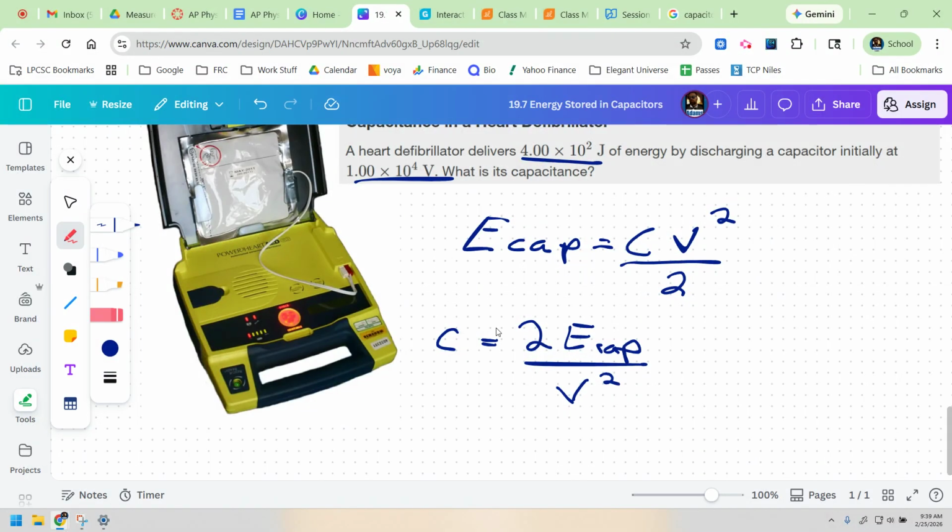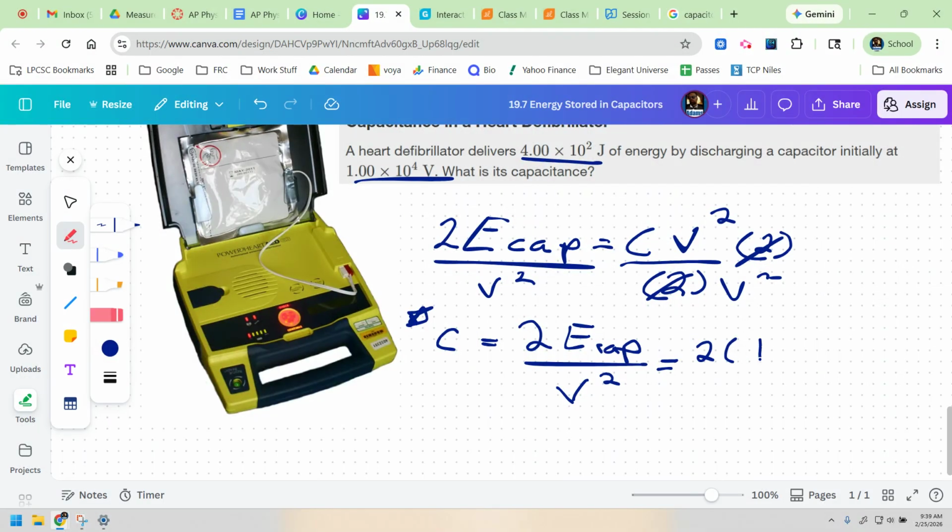Right, and all I did is some algebra. I multiplied both sides by 2, so these 2's canceled. And then to get capacitance, I had to divide by voltage squared, and whatever I did on one side, I had to do to the other. And so that's how I get this equation over here. Okay, so I plug that in, 2 times the energy, which is 4 times 10 to the 2 joules, divided by the voltage, which is 1 times 10 to the 4 volts, and all that would be squared.